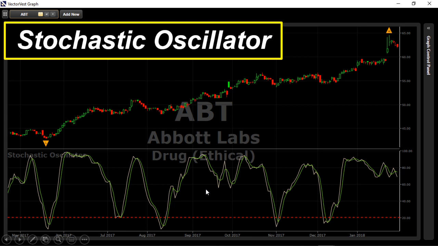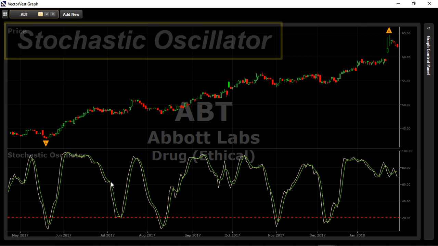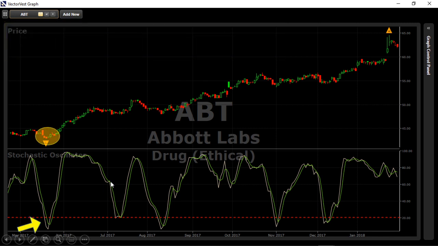Don't let all the squiggly lines confuse you. It's not confusing. Now you can Google stochastics if you want to know the calculation. If you want to know the calculation of MACD, you can Google it. I'm not interested in the calculation or even teaching it to you. I want to teach you how to use the indicator. Okay? So on the lower end of stochastics, by the way, it's scaled between 0 and 100. Below 20 is oversold. Above 80 is overbought. I'm just going to focus on the oversold situations today and the buying opportunities.